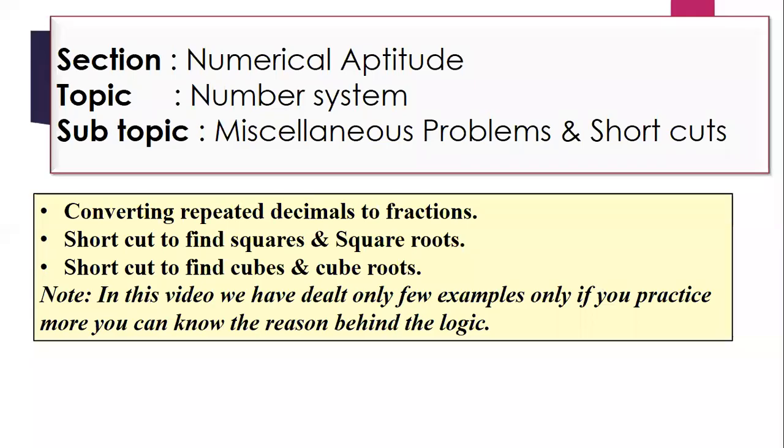Hello everyone. In this video, we are going to see some miscellaneous problems and some shortcuts. We will be mostly covering these three parts: converting repeated decimals into fractions, shortcuts to find squares and square roots, and shortcuts to find cubes and cube roots. Let's start.